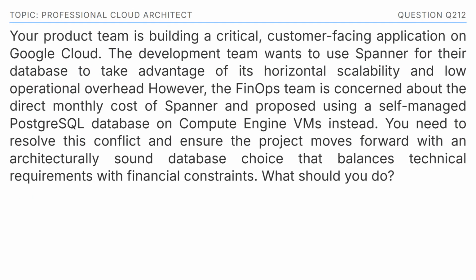Your product team is building a critical, customer-facing application on Google Cloud. The development team wants to use Spanner for their database to take advantage of its horizontal scalability and low operational overhead. However, the FinOps team is concerned about the direct monthly cost of Spanner and proposed using a self-managed PostgreSQL database on Compute Engine VMs instead. You need to resolve this conflict and ensure the project moves forward with an architecturally sound database choice that balances technical requirements with financial constraints. What should you do?